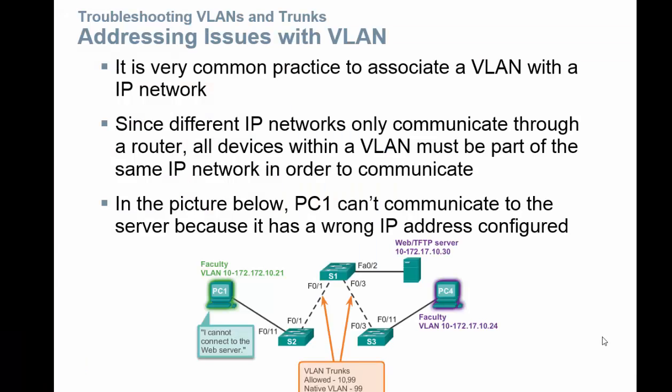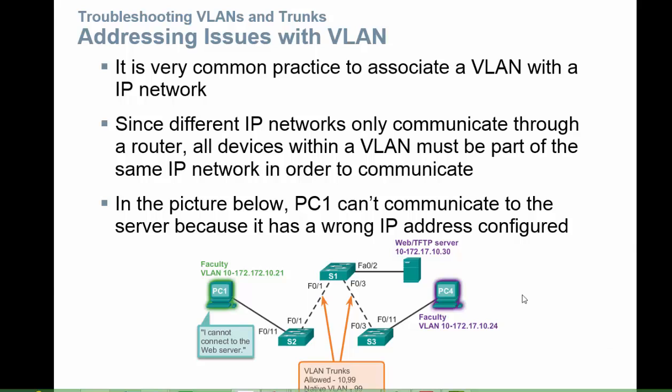Now let's discuss addressing issues with our VLANs. It's very common practice to associate a VLAN with an IP network. And since different IP networks only communicate through a router, all devices within a VLAN must be part of the same IP network in order to communicate. You'll notice in the picture below, PC1 can't communicate to the server because it has the wrong IP address configured. So it's not part of that network. Even if it is in the correct VLAN, it's in the wrong network.